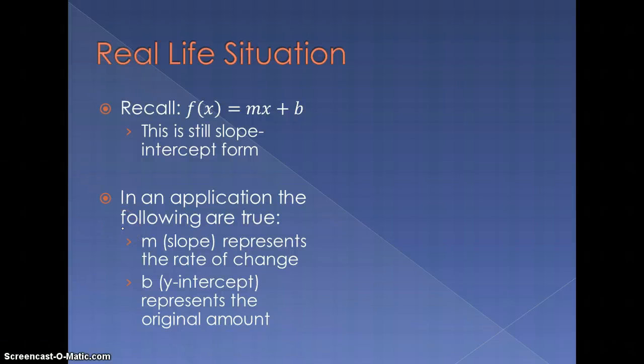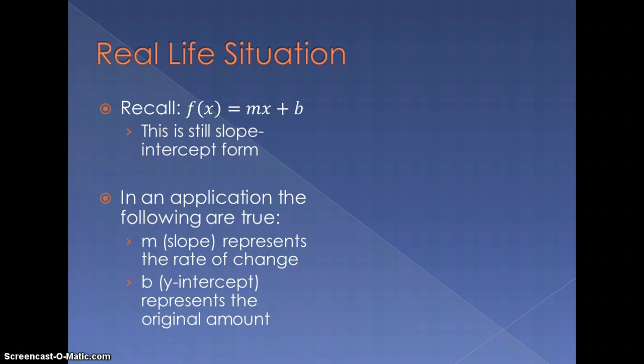A real life situation, and this is really where we'll focus in on a lot of the applications in the slope-intercept form and identifying different parts. But something we do need to recall is this f of x. It's just a function called f equals mx plus b. This is still considered slope-intercept form because we have m and we have b. We have our slope and our intercept.